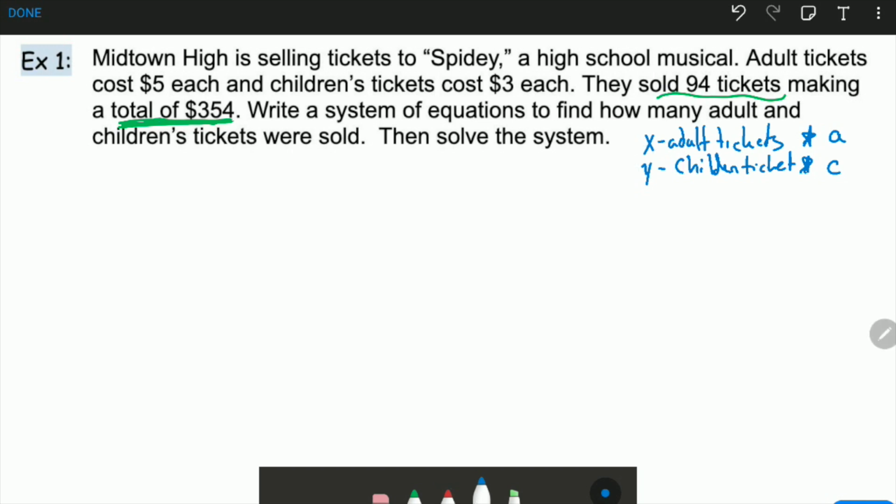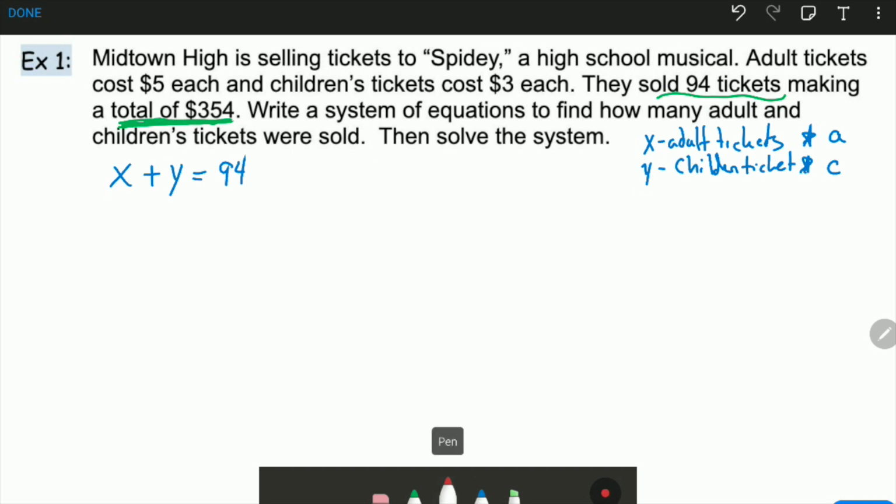So we know the total number of tickets sold is 94. If X is representing adults and Y is representing children's, then the number of adult tickets plus the number of children tickets should equal 94.